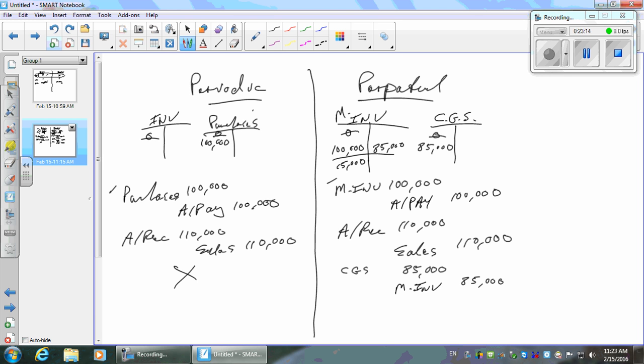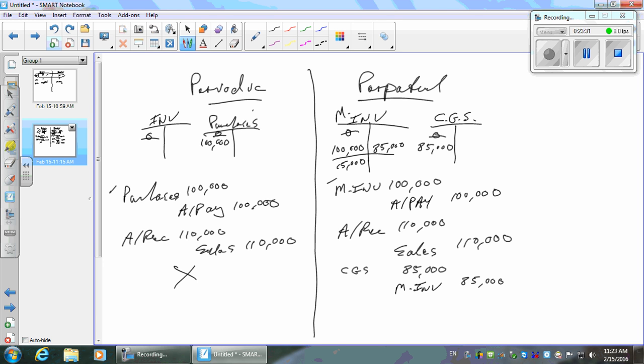What I do, okay, so let's say that's the whole year. Really, it was a whole bunch of journal entries, right? At least one per day, okay? Journal entry after journal entry. And they totaled 100 of purchases and 110 of sales and 85 of cost of goods sold. So that's the total. So where am I at right now?